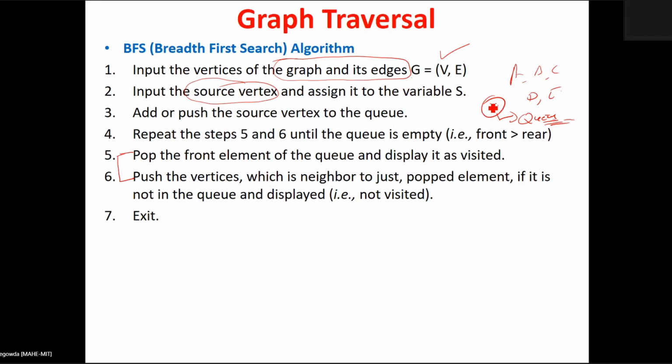Then find out the neighbors of D and push all these neighbors into the queue if they are not already visited. If the neighbors of D are not yet visited, all those vertices should be pushed into the queue. Repeat this till you visit all the nodes. These are the steps you use to complete the BFS algorithm.